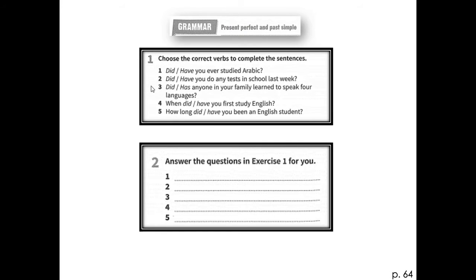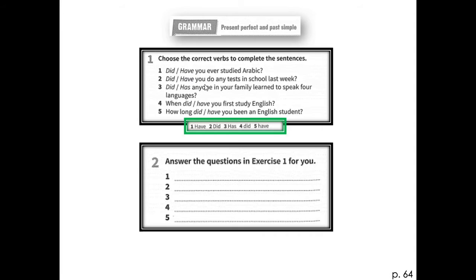Let's try number 1. It should be, "Have you ever studied Arabic?" It's just asking, is this true about you right now? Have you started on it? Also, you cannot use the word "studied" here. If you use the word "did", you should say, "Did you study Arabic?" So "did" is wrong. The correct one is "have".